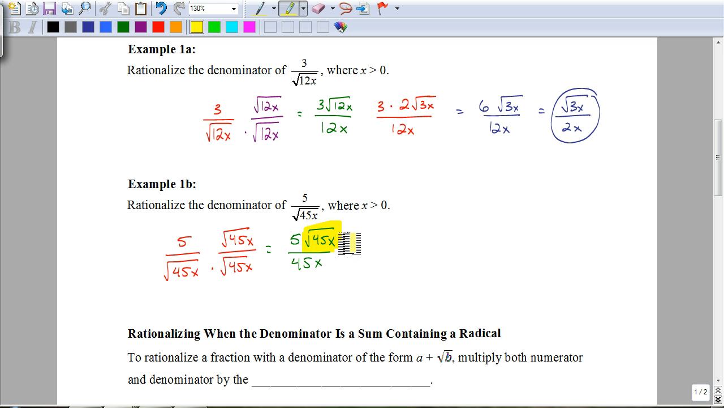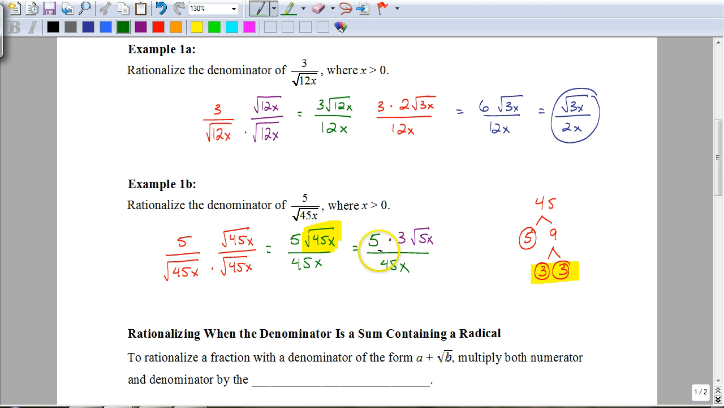So the square root of 45x, well, if we do a factor tree, we know that 45 breaks down to be 5 times 9, and 5 is prime. 9 breaks down to be 3 times 3, and those are both prime. And this is a square root, so for every two of the same number, I get to take one out. So let me write this like this, maybe it'll be easier for you to follow. The square root of 45x is going to break down to be 3 times the square root of 5x.